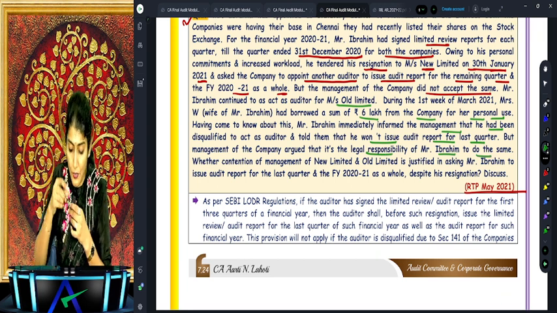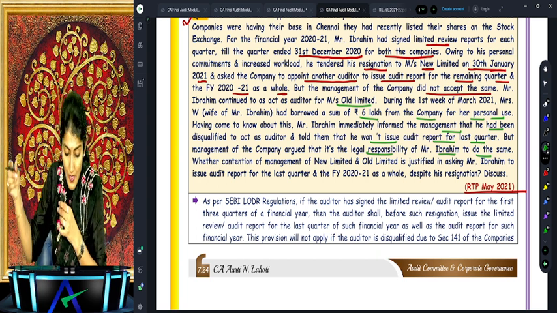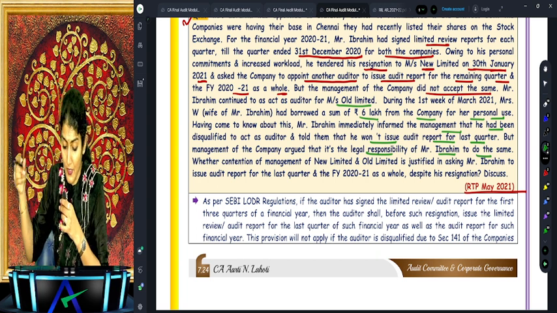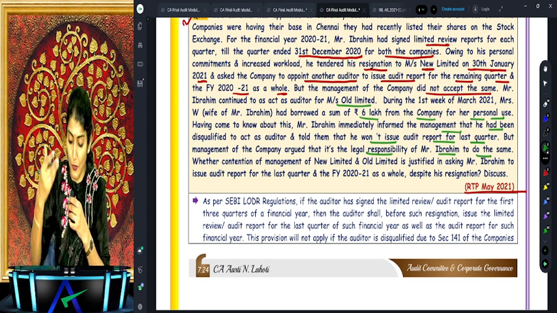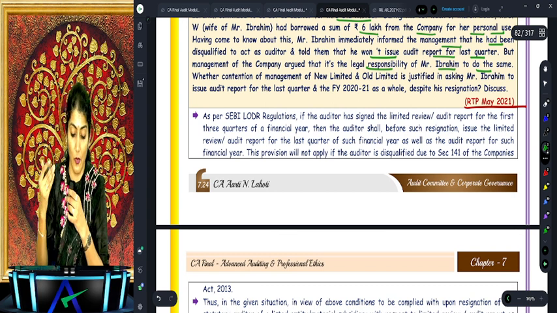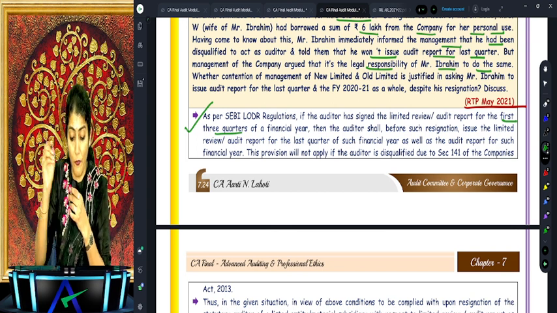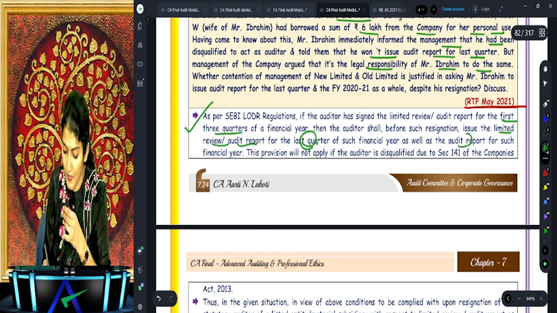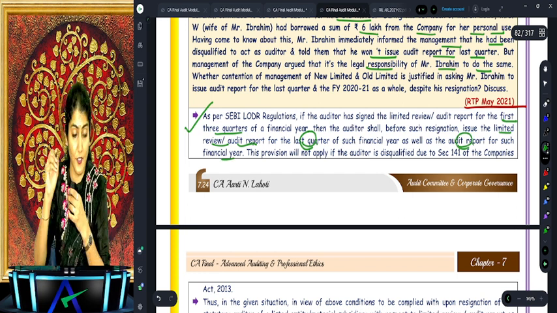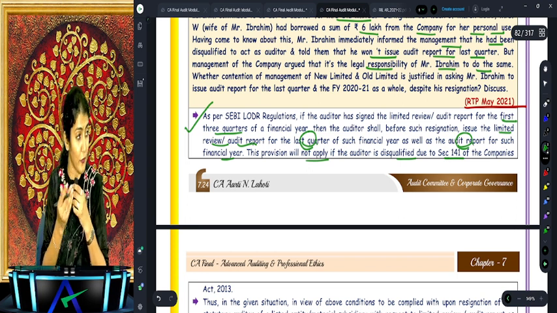Whether the contention of the management of New Limited and Old Limited is justified in asking Mr. Ibrahim to issue the audit report for the last quarter and for 2021 as a whole despite his resignation. Right? So in New Limited he resigned and in Old Limited also he resigned. So as per SEBI LODR, what does it say? If you've done the audit for the first 3 quarters before such resignation, you have to issue the LR or the audit report for the last quarter as well as the audit report for such financial year. And these provisions will not apply if you are disqualified under section 141.